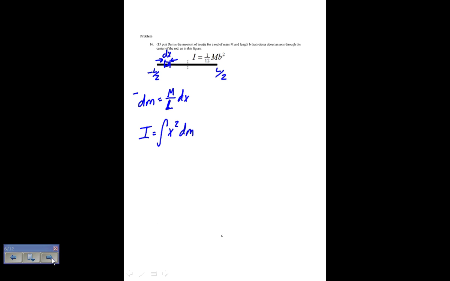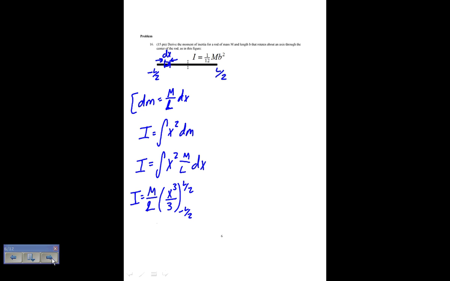And I have this designation for dm. So it's the integral of x squared m over L dx. I can take the m over L out because it doesn't change with x, and it's just the integral of x squared dx, which is x cubed over 3, over my limits of integration, which are minus L over 2 to L over 2.